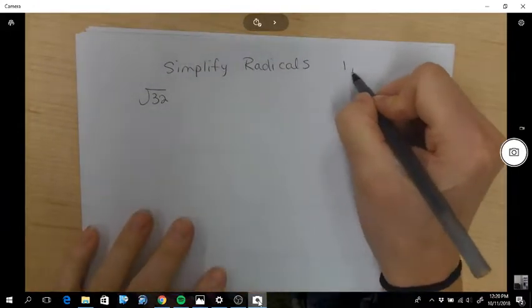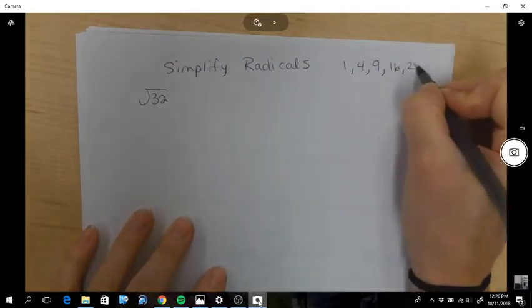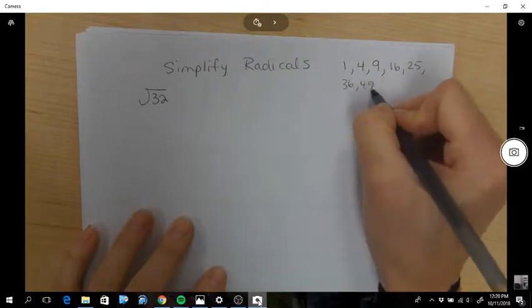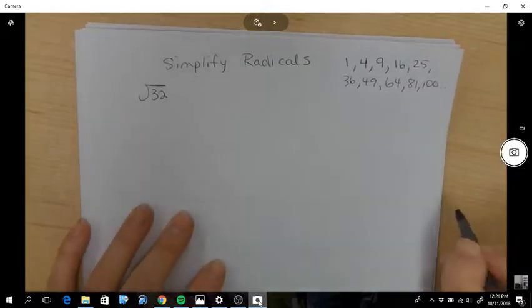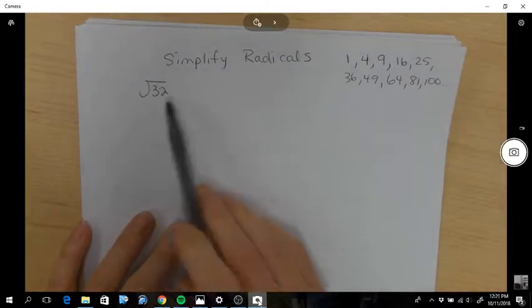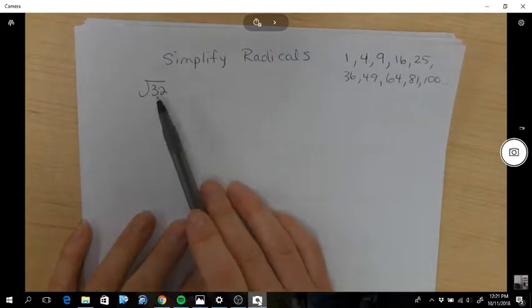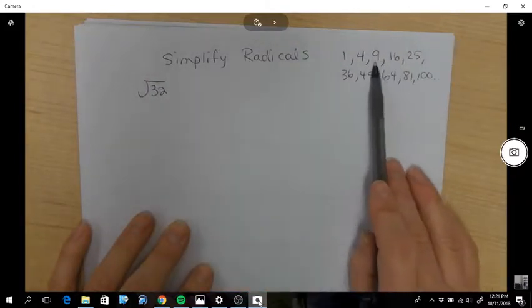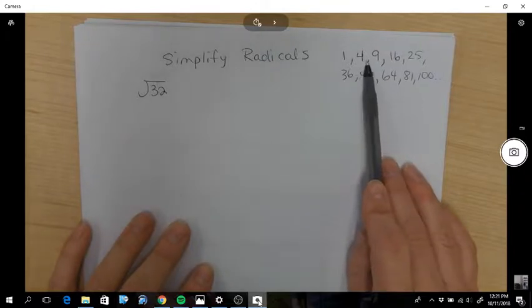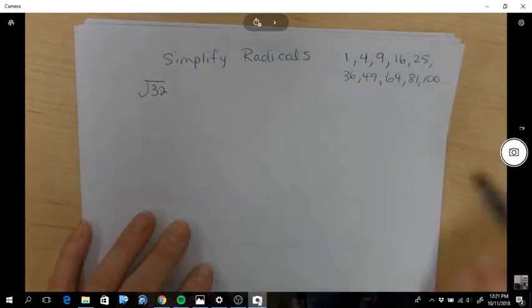So 1 squared is 1, 2 squared is 4, we got 9, 16, 25, 36, 49, 64, 81, 100, etc. Okay, so now ask yourself, what is the largest perfect square that we can divide 32 by? So your answer should be 16. Yes, it can divide by 4, but you have to try to take the largest one. If you take the 4, you're going to end up doing multiple steps instead of just one step.